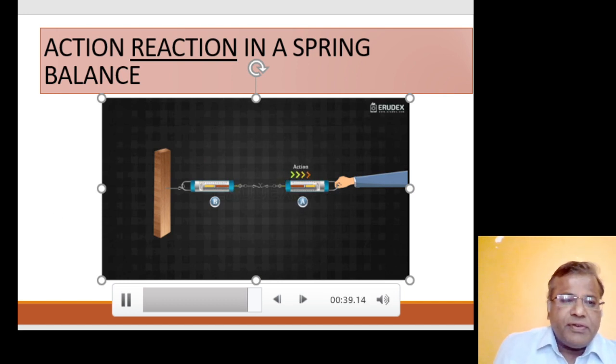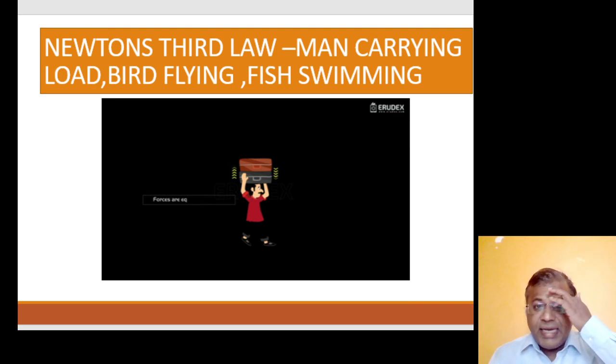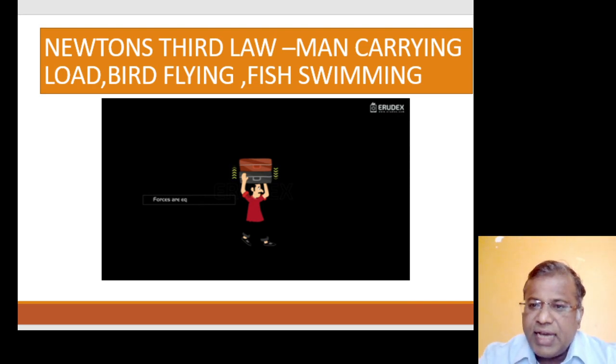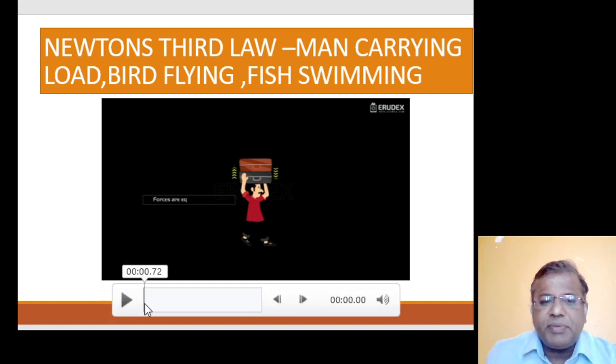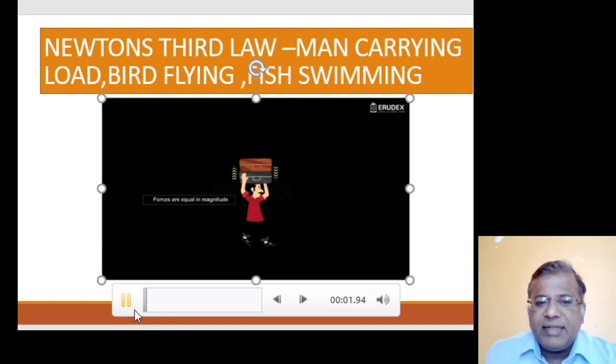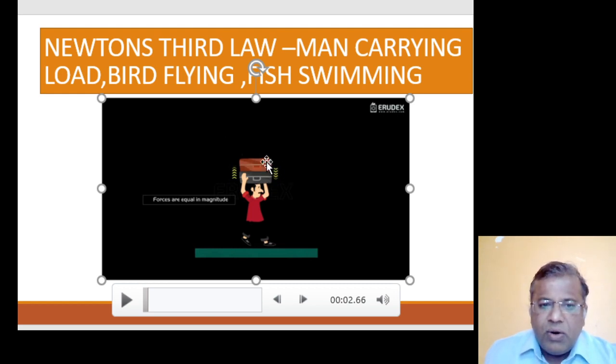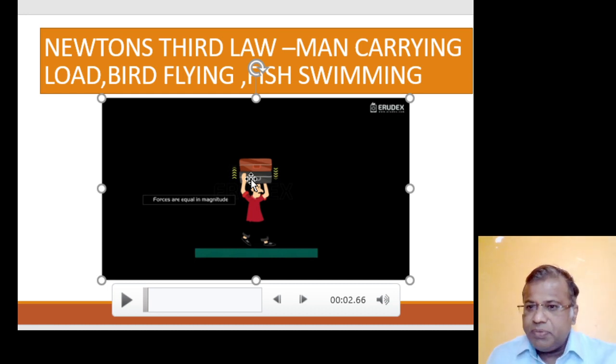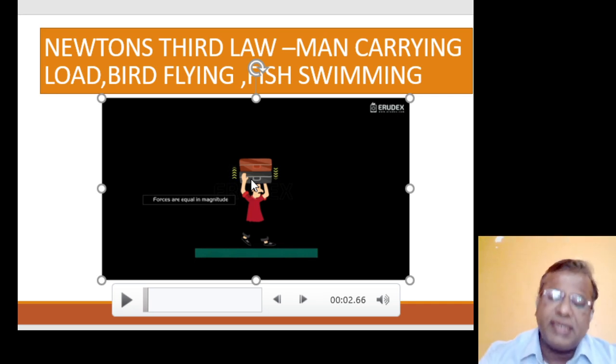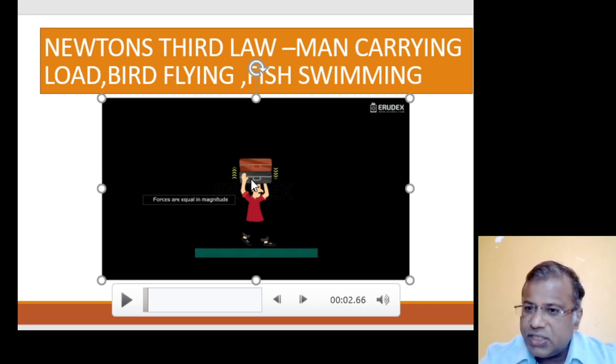Now in day-to-day life, you can have many examples where an action and reaction pair are always there. For example, say a person over here is carrying a certain load. As he is carrying the load, a very interesting situation arises: the load is exerting a force downwards, and it is due to gravity. If the object were in space, there wouldn't be any such force, because at a point where gravity doesn't act or its value is very, very low, that won't happen.